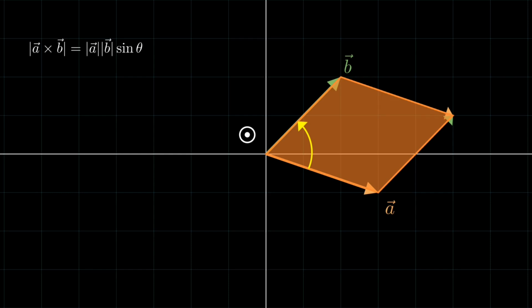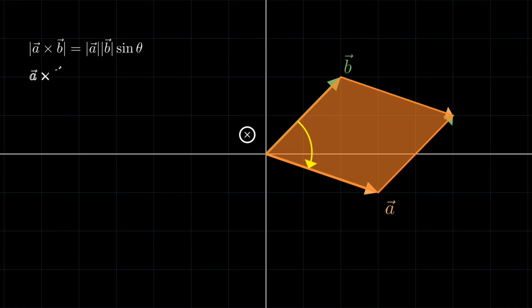To represent this, we use a dot in a circle, and imagine this as looking straight at the tip of an arrow coming towards you. Now let's reverse the order from B to A. The fingers now curl the other way and the cross product points into the screen. That's shown with a cross inside a circle, like looking at the tail of an arrow disappearing away from you.